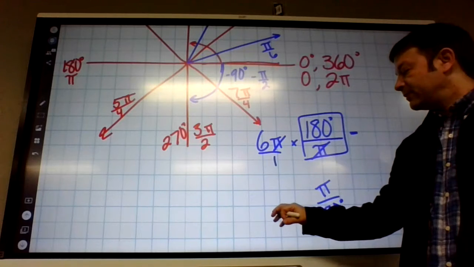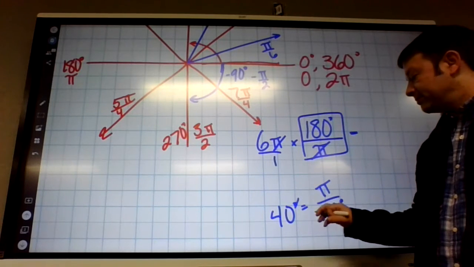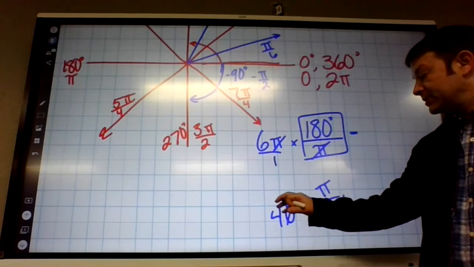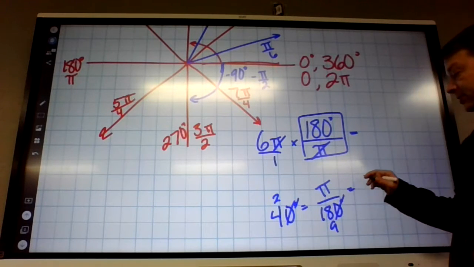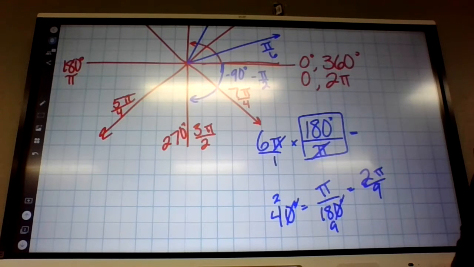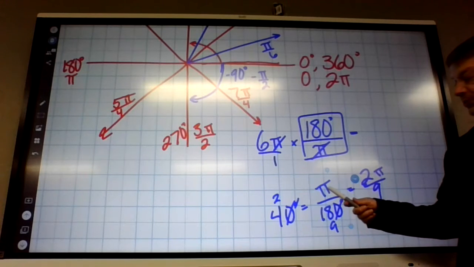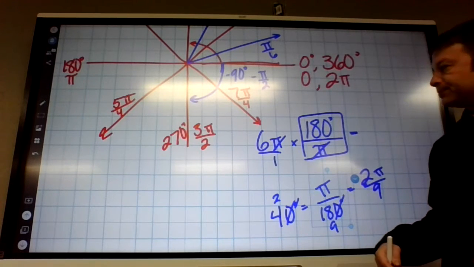So if it was 40 degrees, this stuff reduces to 2 and 9, so it'd be 2 nines pi, or 2 pi over 9. So whatever you want to get rid of, you put in the denominator, and what you want to turn into, you put in the numerator.